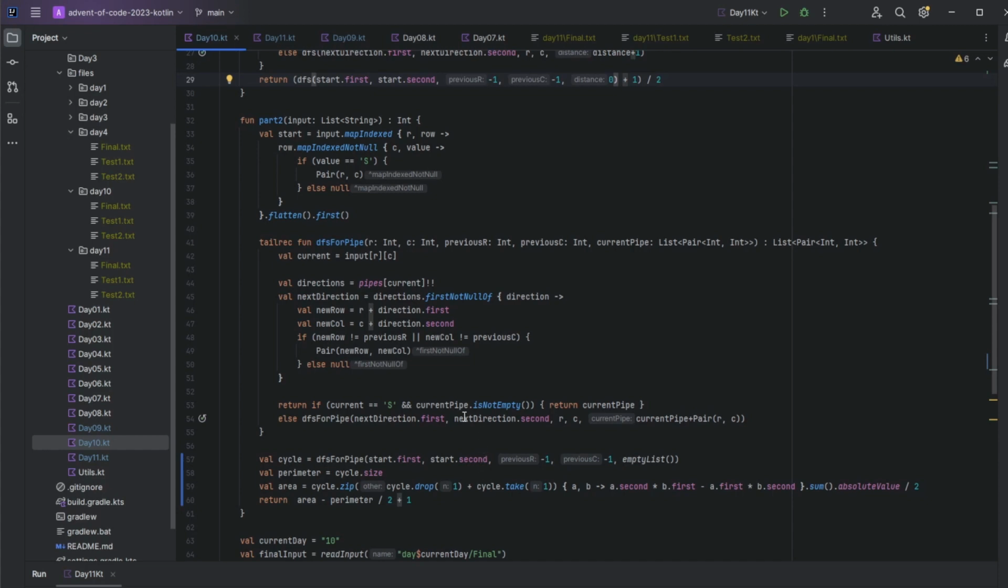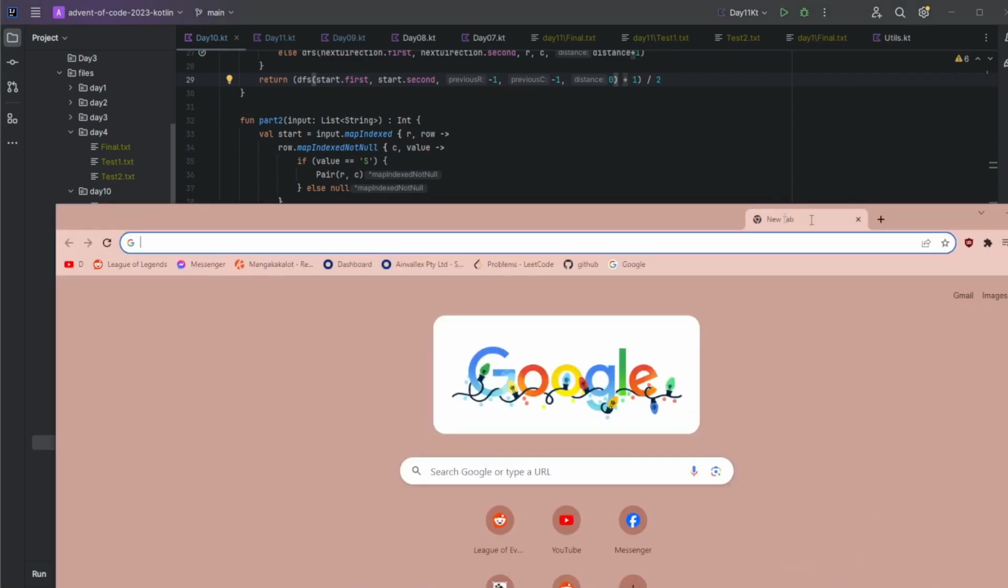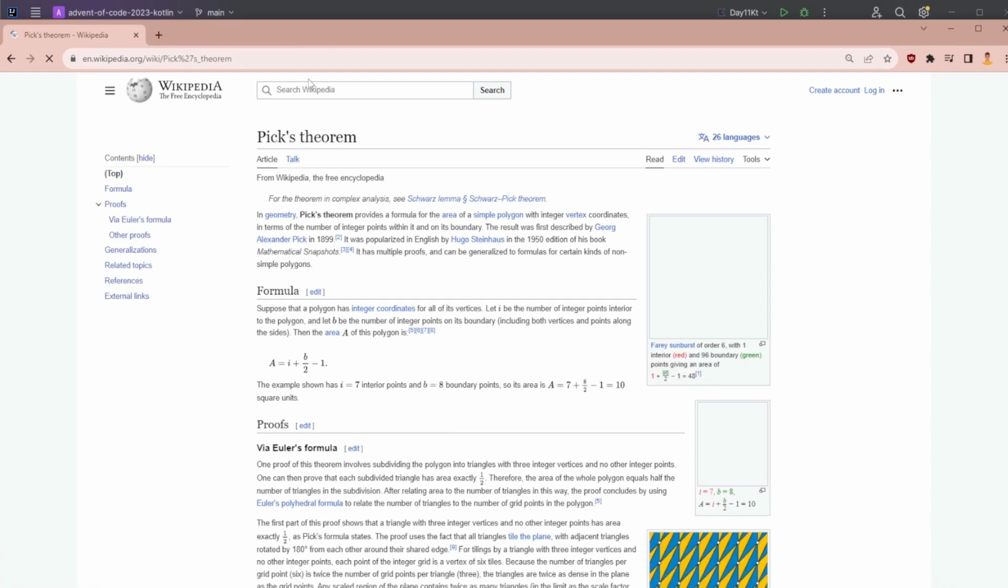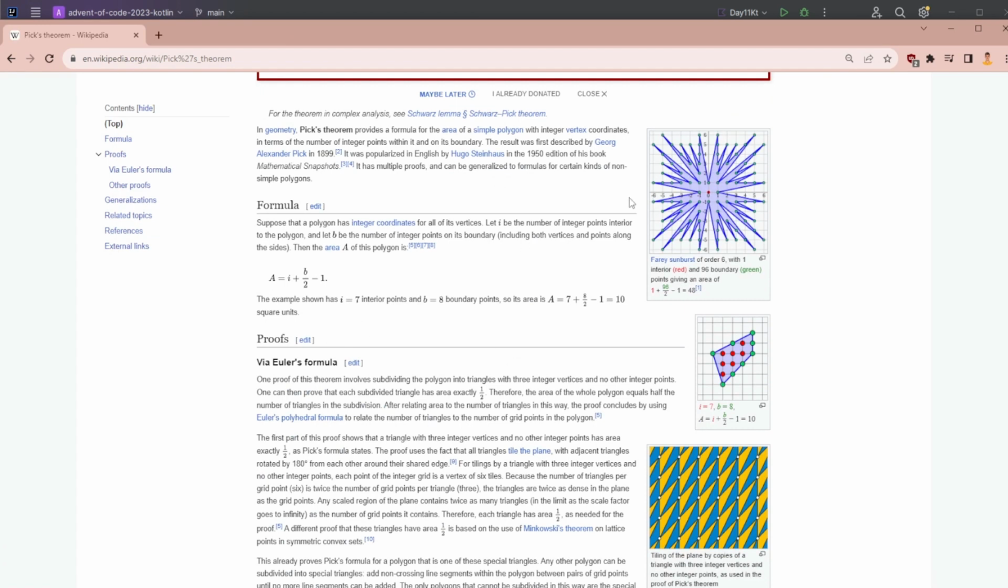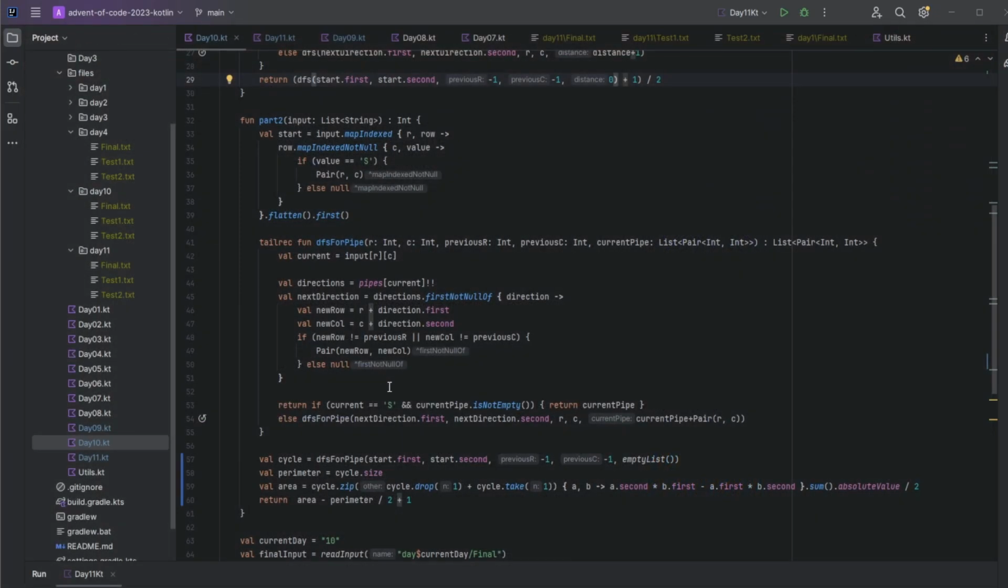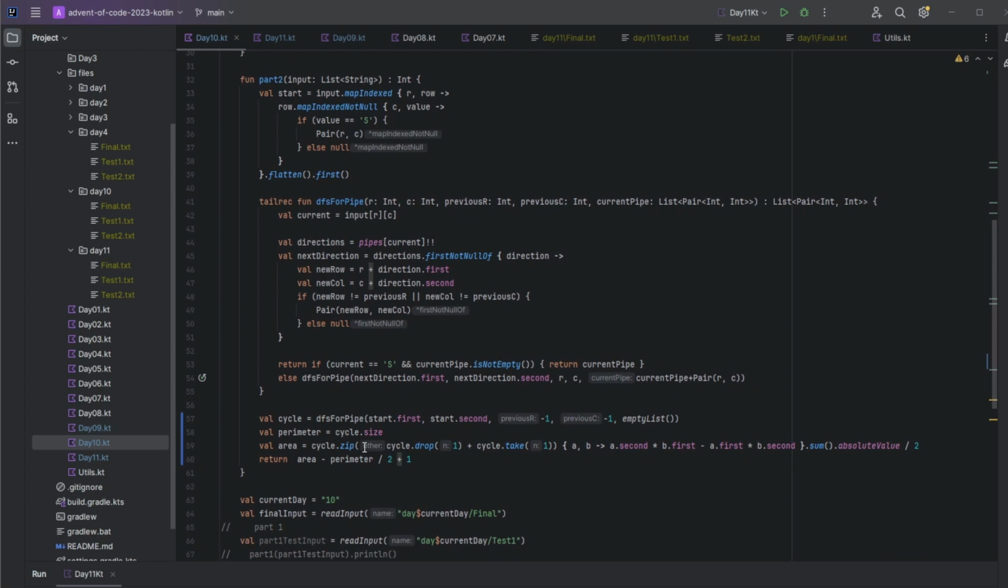I ended up watching the Advent of Code official channel, and they introduced some algorithm. Yeah, here it is. They mentioned this formula to find the area of any 2D, I guess, shape. And then I pretty much copied some implementation online to get that working. So that's how I cheated.